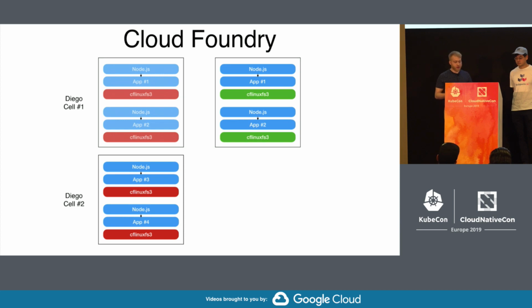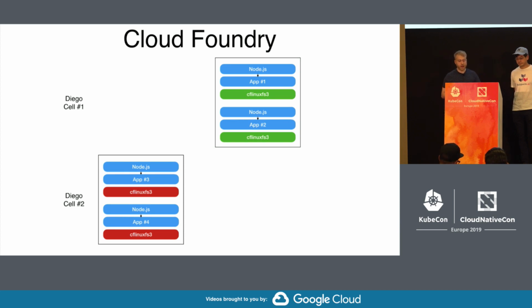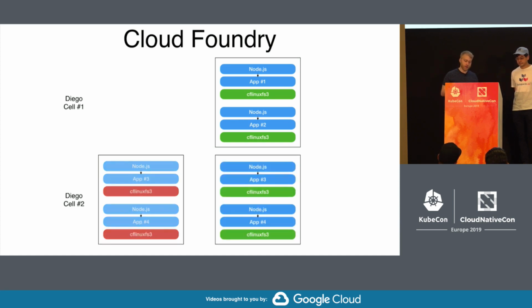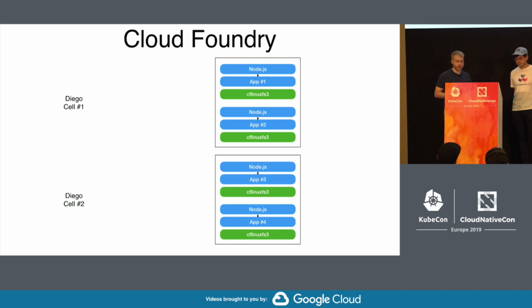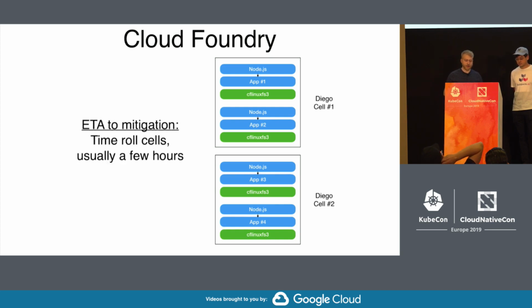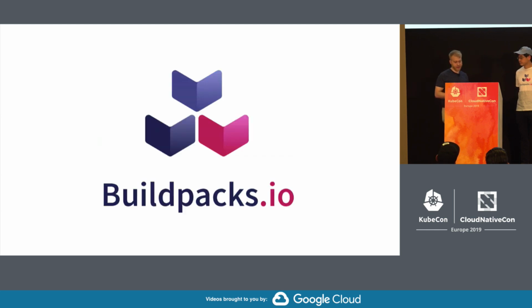And when all the apps start successfully in the new VM, we take down the old one and flip the routes to the new one. And we do this one VM at a time until all of your infrastructure is patched. This lets you mitigate a critical CVE for every app on your whole foundation in a couple of hours for a very large foundation, less than that for a small foundation.